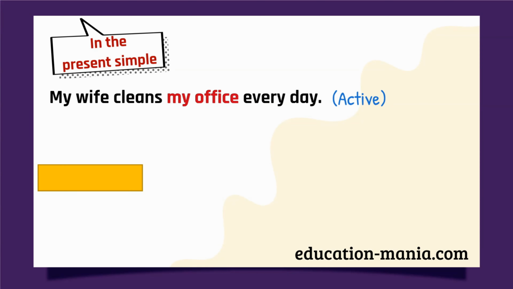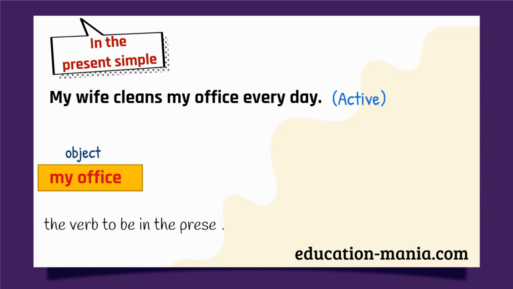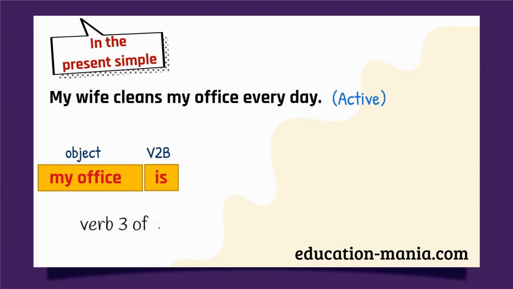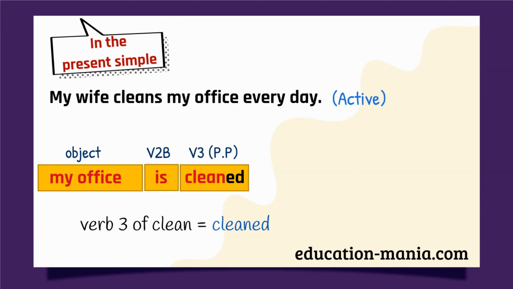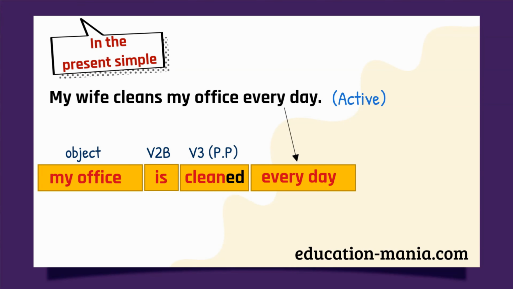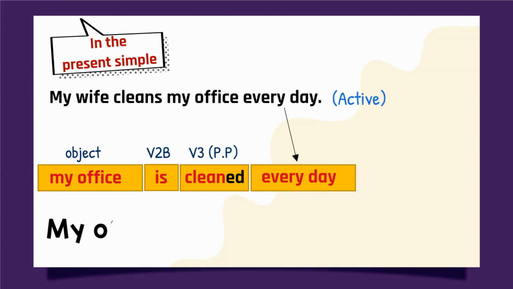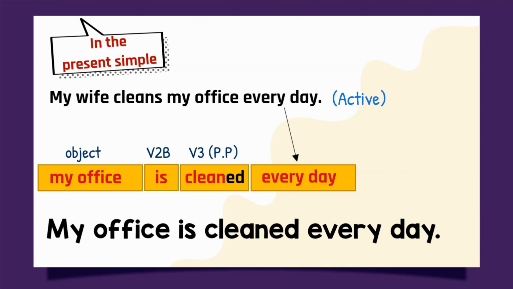The object is my office. Move it to the first position in the sentence. The verb to be in the present: am, or is, or are. Verb 3 of clean is cleaned. Then add the complement, every day. My office is cleaned every day.